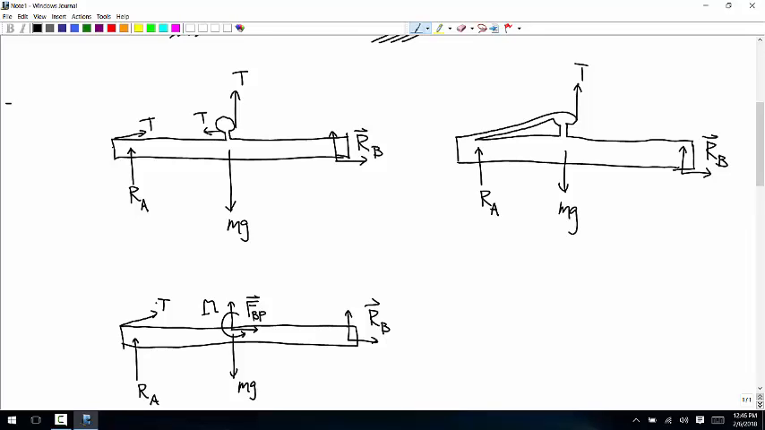Okay, so let's add up variables and see. So we have 1, 2, 3, 4 variables there. Here we have 1, 2, 3, 4 variables. Here we have 1, 2, 3, 4, 5, 6, 7 variables. So this is going to cause a lot of problems.